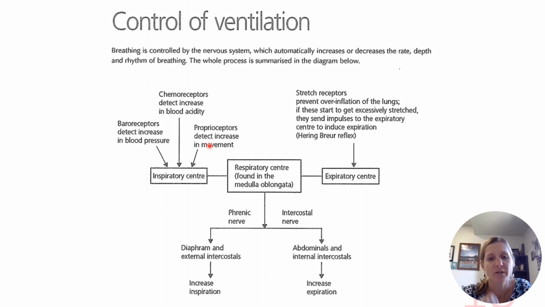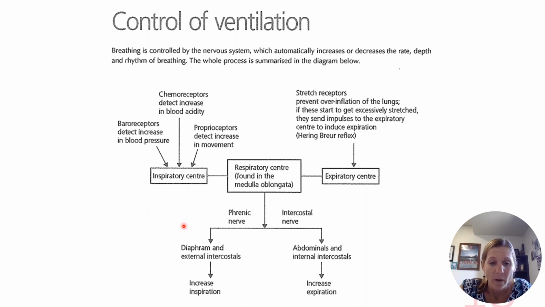Chemoreceptors monitor changes in blood acidity. Of particular interest are oxygen levels, CO2 levels, as well as hydrogen levels. Those hydrogen ions and CO2 molecules are going to be the greatest stimulant for an increase in inspiration. And then lastly, we have proprioceptors, which are found in the joints and muscles and are responsible for detecting increased movement and changes in body position. So if I start going through the motions, getting ready to do a warm up, that would stimulate the inspiratory center.